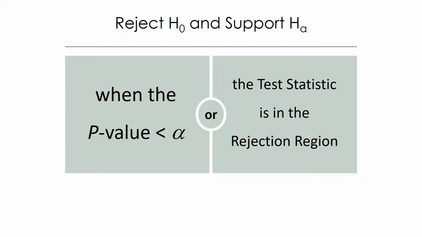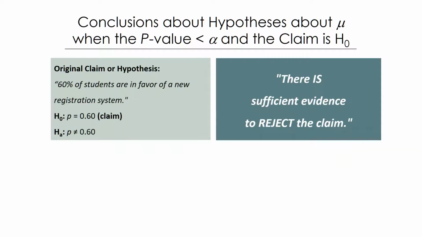So when the p-value is less than alpha or the test statistic is in the rejection region, we reject the null hypothesis and support the alternative hypothesis. So then what does that say about the claim? Well, if the original claim or hypothesis is that 60% of students are in favor of a new registration system, that would be the null hypothesis, and we would conclude that there is sufficient evidence to reject the claim, because in that case we reject the null hypothesis.